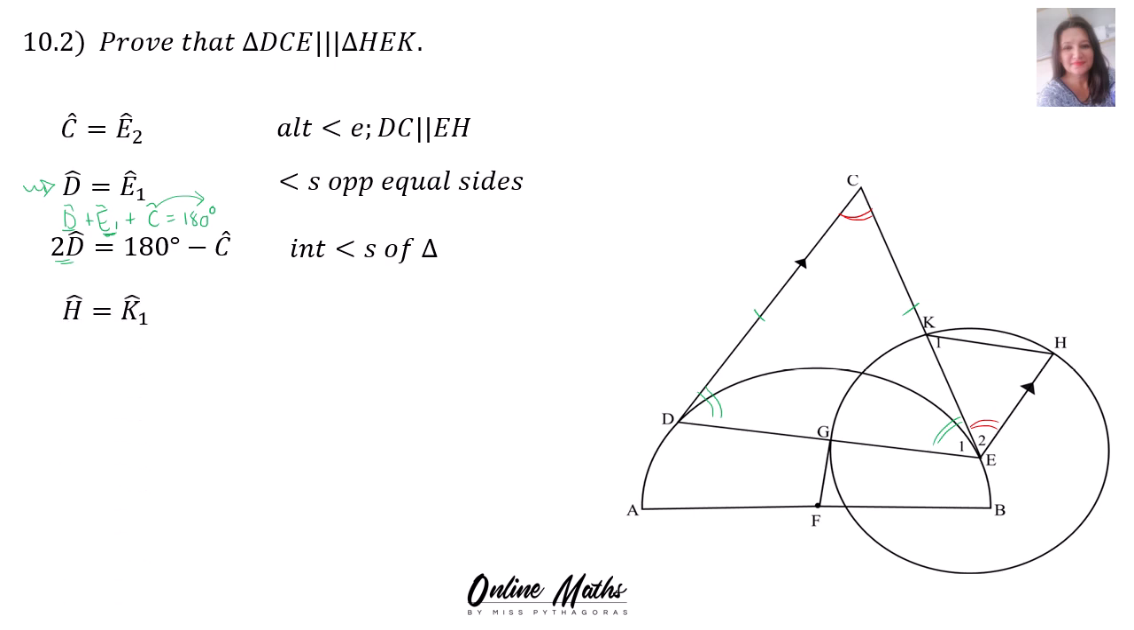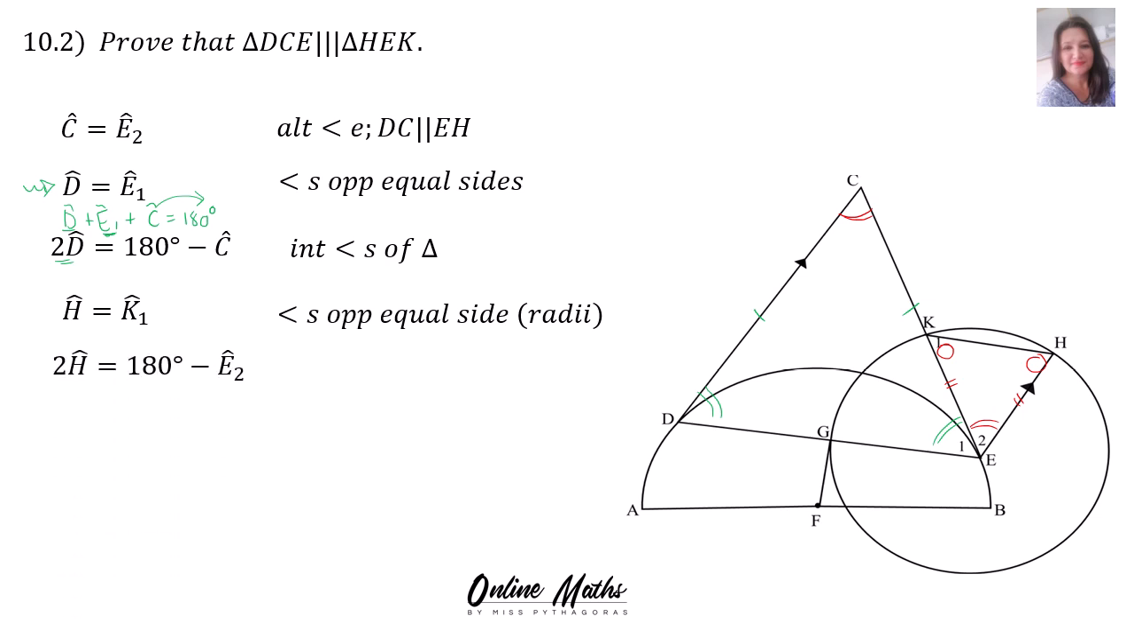Then we also have that H, this one, is equal to K1. Now why can we say that? Can you see that EK is equal to EH because, I'm sorry about the dog. Why are they equal? Because those two lines are radii. And again, it means they are equal, so we have the situation angles opposite equal sides.